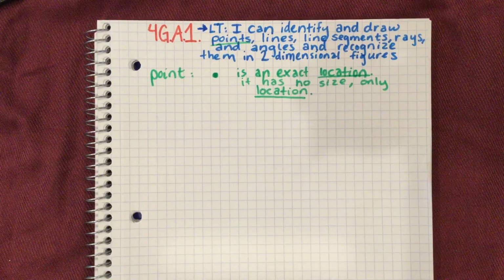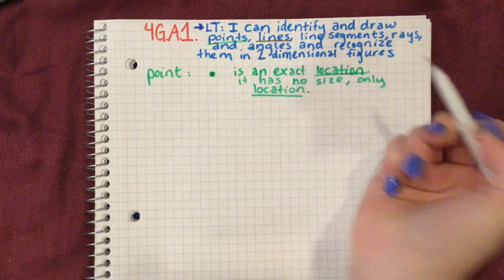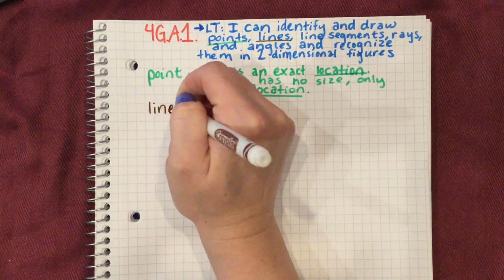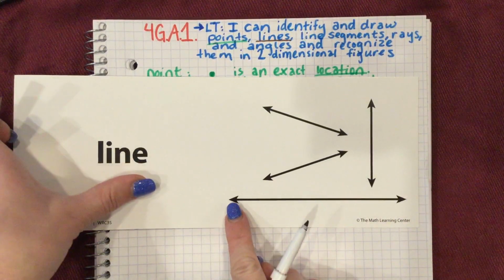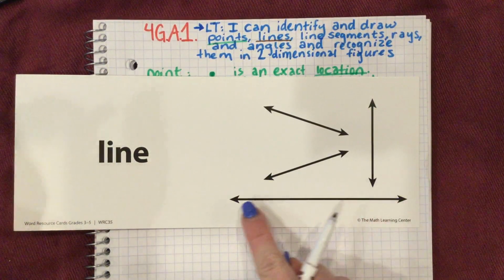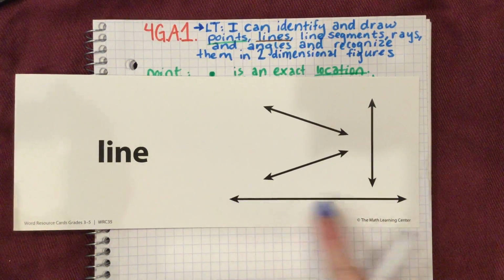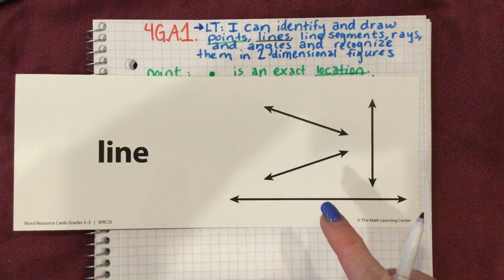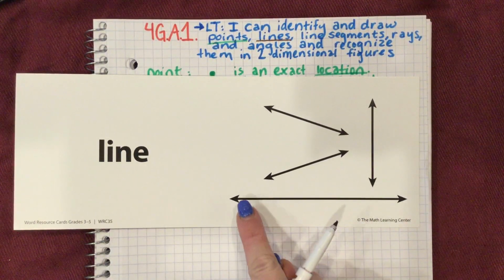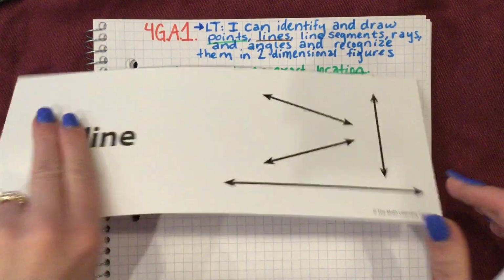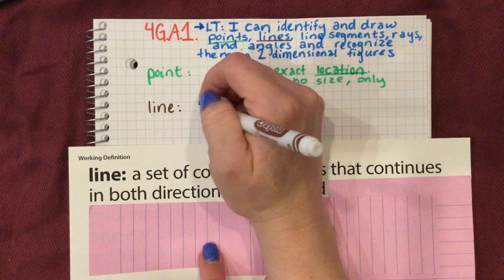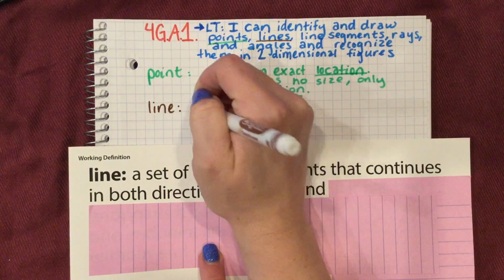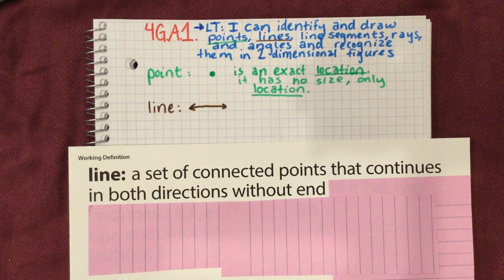Let's move on to lines. Now a line can take on many different forms, but it always looks the same at each end. Now we've talked a little bit about this in math class. Do you guys remember what it means when you have arrows on both ends of a shape that looks like this, or a line? That's right, it goes on in both directions without end. So a line is something that looks like this, and it can go up, down, sideways, left, right, diagonal.